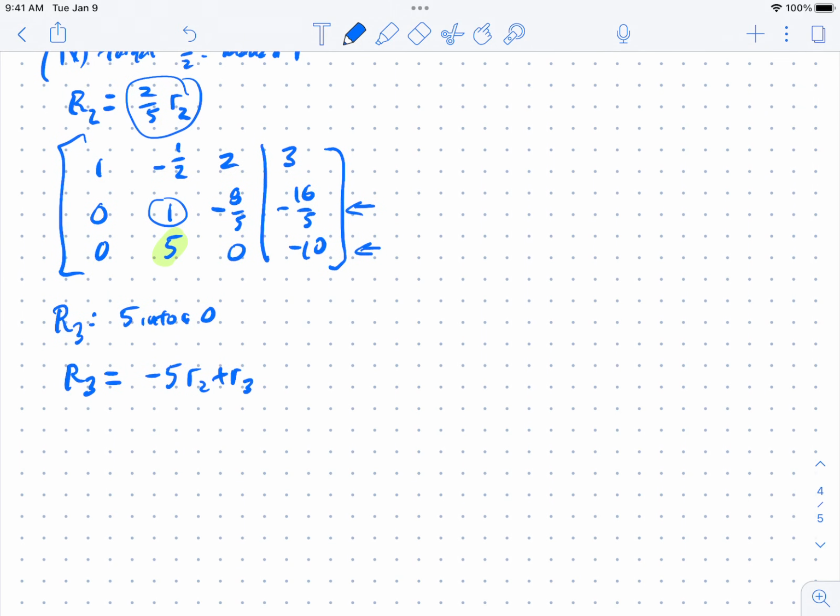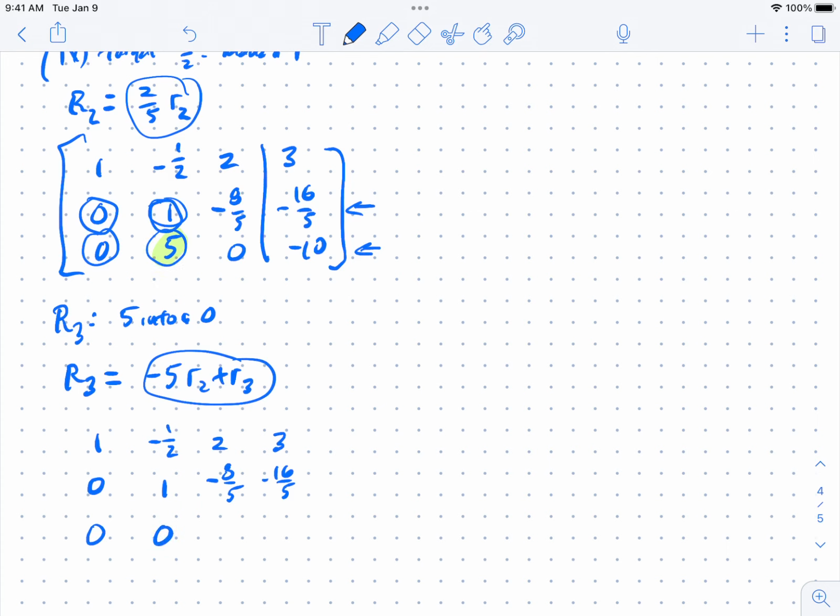Row 1, not changing. Copy. 1, negative 1/2, 2, 3. Row 2, not changing. Copy it. 0, 1, negative 8/5. Oops, negative 16/5. Row 3, yeah, we're changing that one. So you have to do this all the way across the row. Even here. Negative 5 times this plus this. Well, that's a 0 plus a 0, that's still a 0. Negative 5 times this is negative 5. Add 5. Yay, we got our 0. Negative 5 times this. Well, the 5s are going to cancel, right? The 5 and the 5 in the denominator are going to cancel. So a negative 5 times a negative 8/5 comes out to be a positive just 8.